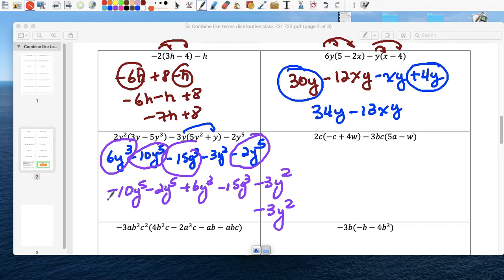Negative 10 and negative 2, right here, is negative 12y fifth. This one is 6 minus 15, which is negative 9y cubed. That's my answer.